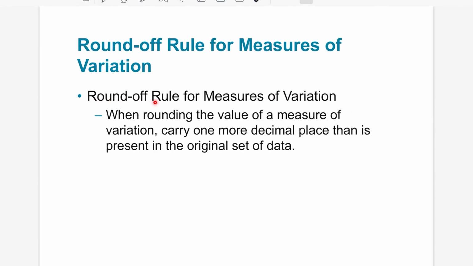The round-off rule for measures of variation. When rounding the value of a measure of variation, carry one more decimal place than is present in the original set of data. So if your original set of data has one decimal place, then you are going to carry two decimal places for the measure of variation.